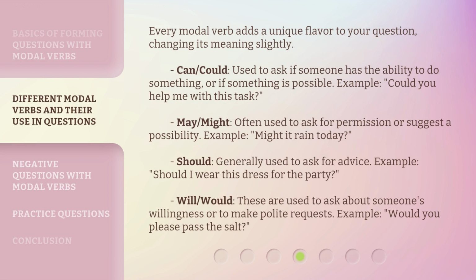Every modal verb adds a unique flavor to your question, changing its meaning slightly. Can, could: used to ask if someone has the ability to do something, or if something is possible. Example, could you help me with this task? May, might: often used to ask for permission or suggest a possibility. Example, might it rain today?